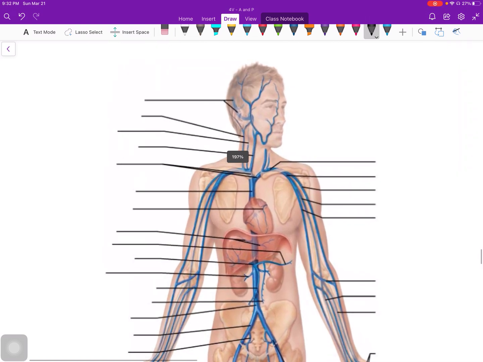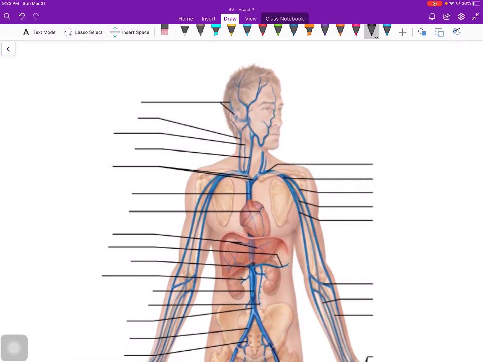So at the most superior point on this one, we have what's known as our dural sinuses. This is where blood flow comes back from the brain and empties into the dural sinuses. Then we have your external jugular because it is on the outside.